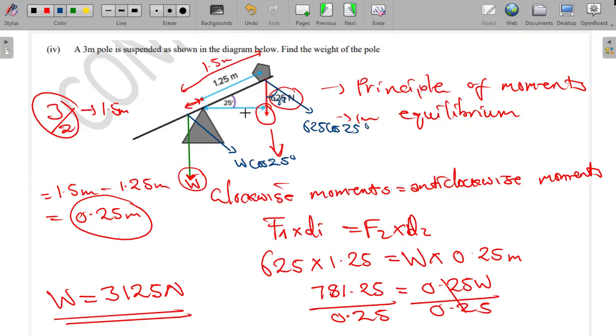It's the reason I didn't bother to resolve them, because everything has been tilted to the same angle, meaning the angles just cancel out each other and we still remain with the same equation that we have here. So it depends on what you want, but at the end of the day, you should be able to get the same answer. So we've calculated the weight of the beam, since the pivot wasn't located at the center of gravity of this particular pole. The weight is equal to 3,125 newtons, and that marks the end of this particular question.